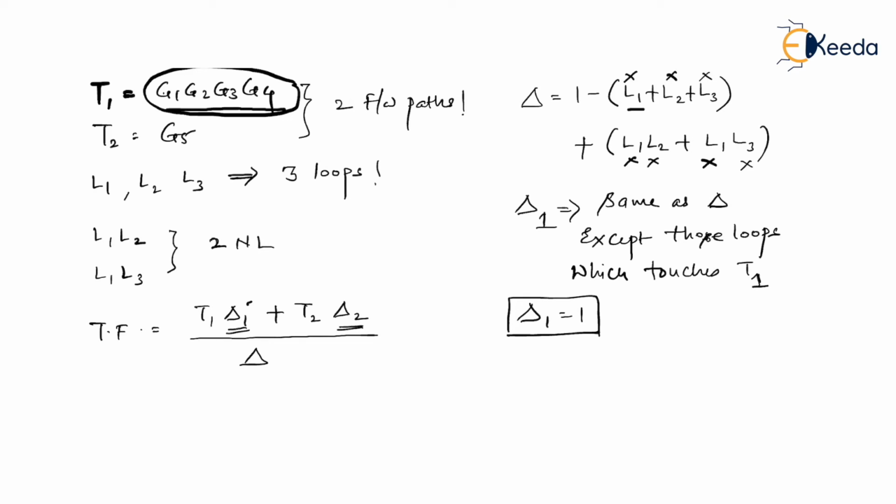Only thing is you have to remove those loops which are touching that particular forward path. For example, now if I'm talking about delta 2, then what is delta 2? Delta 2 is again the same as delta except those loops which are touching T2. T2 means the second forward path.